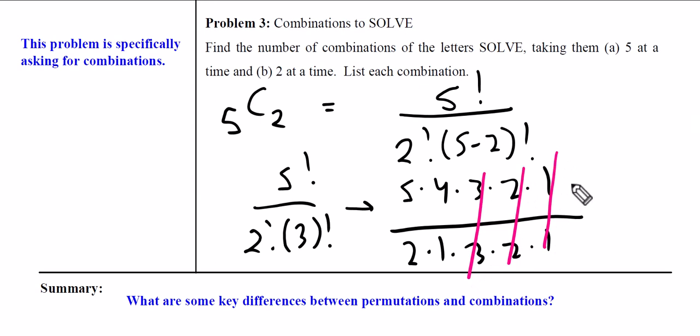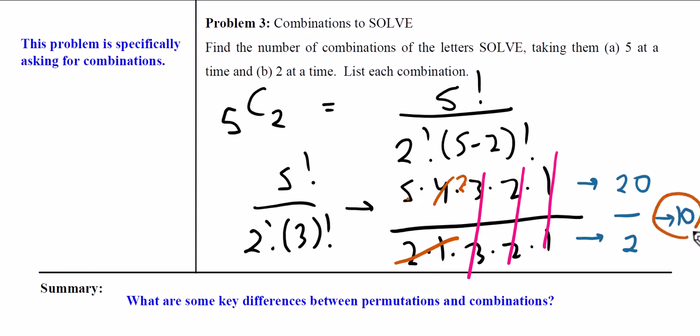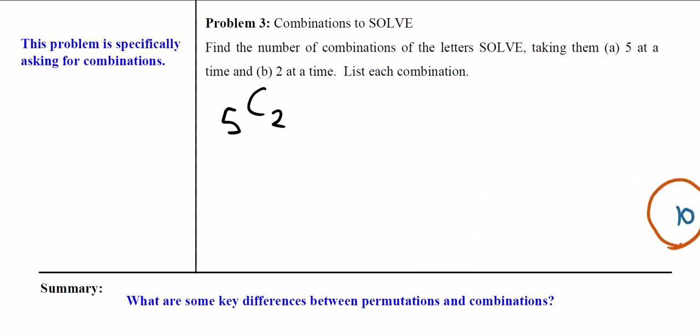Now, we can do this 2 ways. You could do 5 times 4 is 20, and you could do 2 times 1 is 2, and divide those and you get 10. Or you could say, well, 2 times 1, that's 2, and I can take a 2 out of the 4. So it's really just 5 times 2, which is 10. So what are the 10?